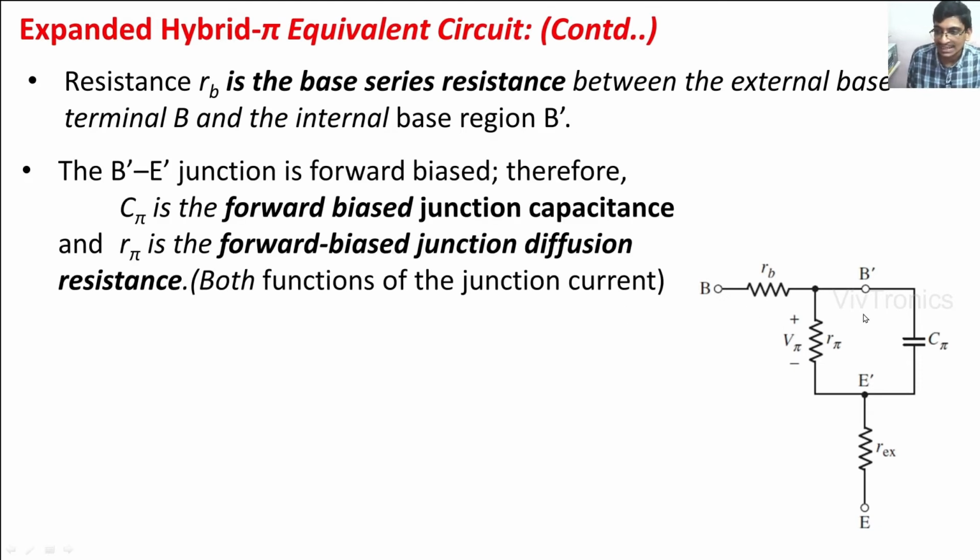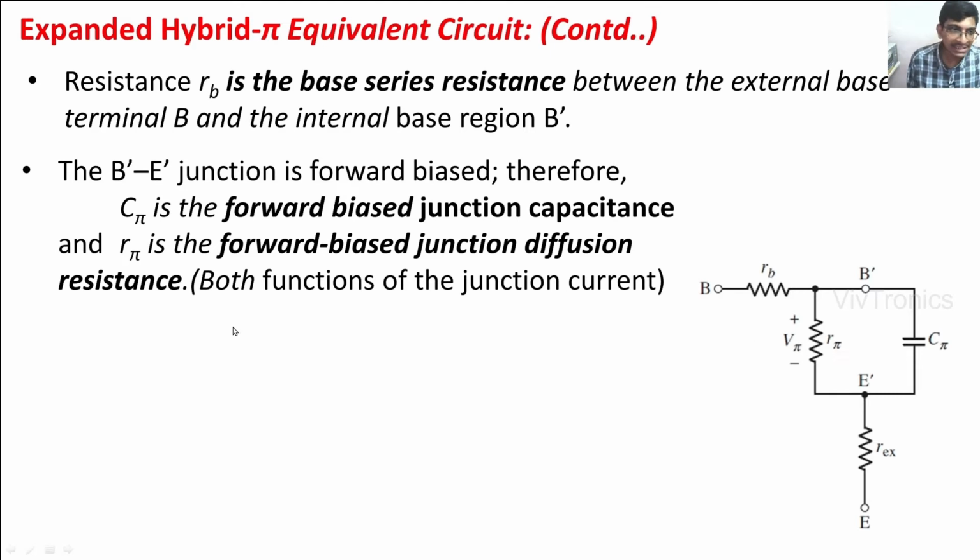The B'E' junction, which means the internal base and internal emitter junction, is forward biased. Usually in the transistor, the input side circuit is forward biased and the output side circuit is reverse biased. So the input side circuit containing the base to emitter junction should be forward biased. The internal base and internal emitter form one diode, which contains some forward biased diffusion resistance as well as the forward biased junction capacitance. These are represented by r_pi and C_pi.